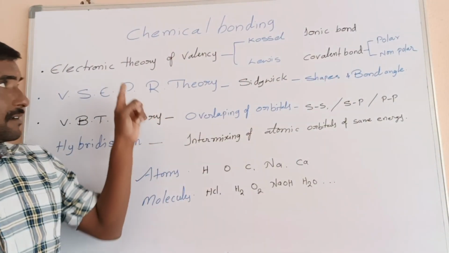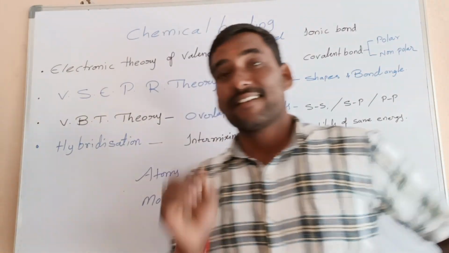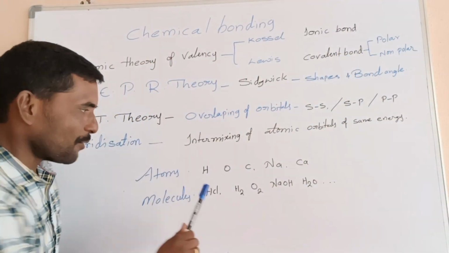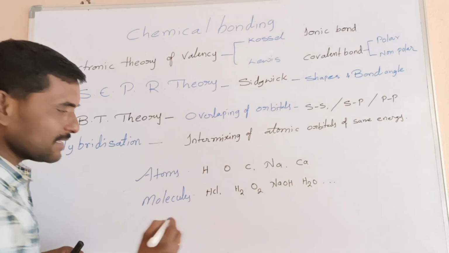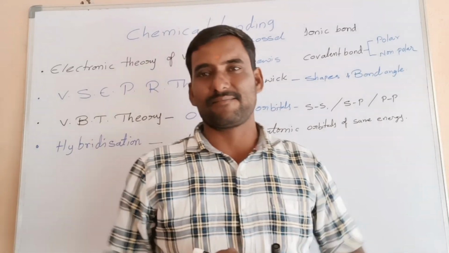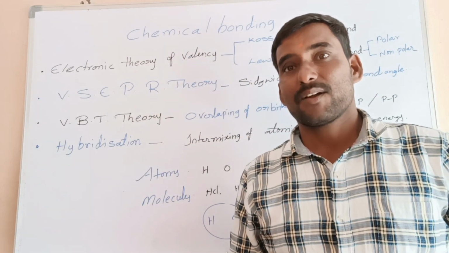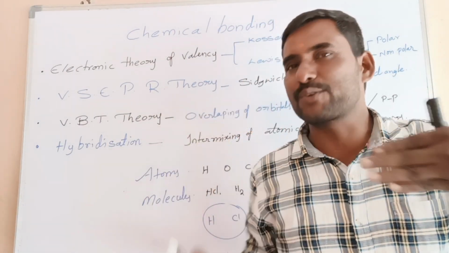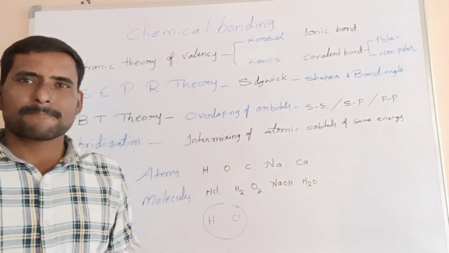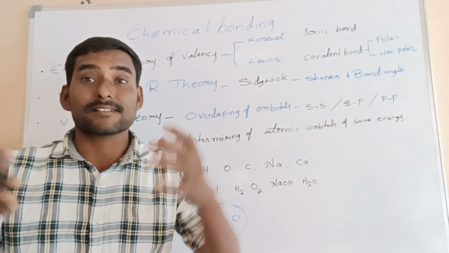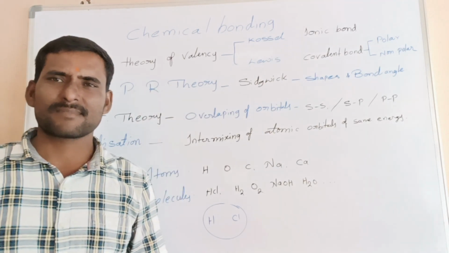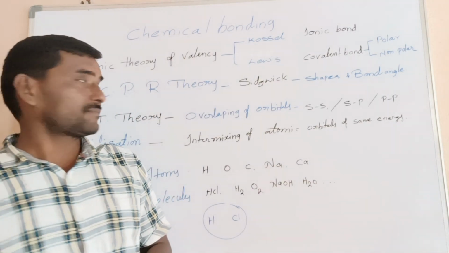Here, see, chemical bonding means the attraction force between atoms in a molecule. Now, a molecule is there, HCl is there. In that, one hydrogen will be there, one chlorine will be there. How are they combined? What is the attraction force between hydrogen and chlorine? We are going to discuss. Generally, chemical bonding explains the attraction force between the atoms in a molecule. This is called a chemical bond.